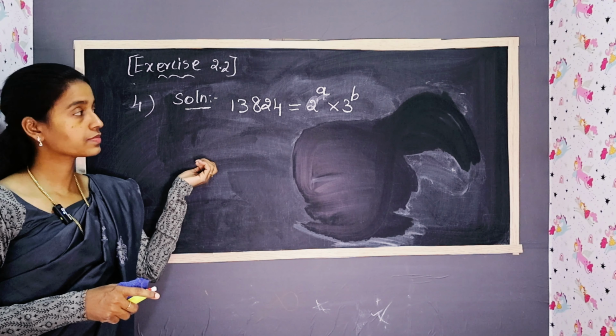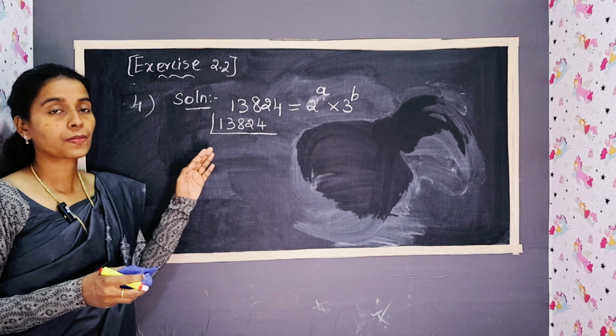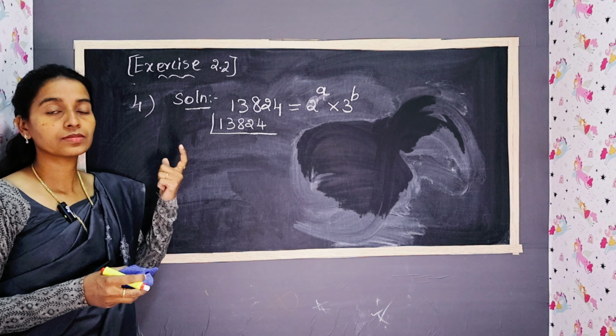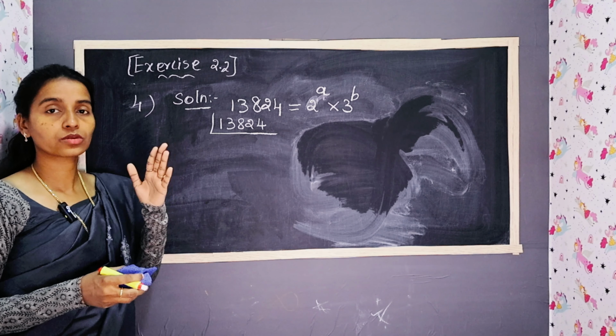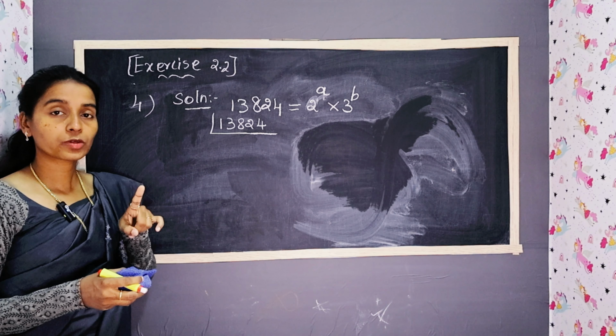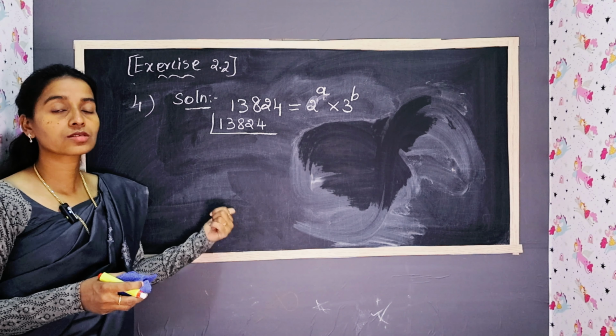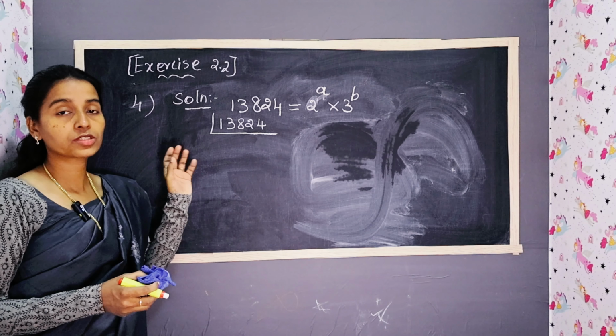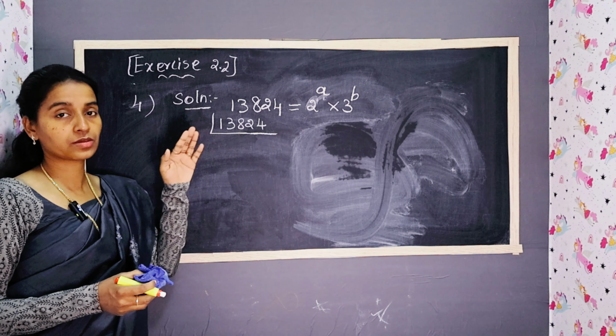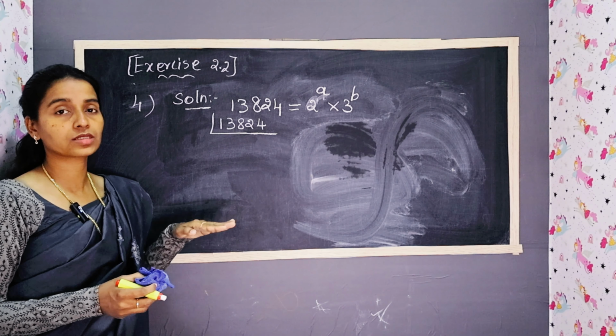Now we should not take 1 first. I'm taking from 2, 3 and goes on, but you should stop the process when you reach the number 1. So I'm taking 2 first. Why? Because the last digit is 4, so I can divide this number by 2 easily without leaving a remainder. The concept is whatever number we are taking for the division, that should completely divide this number without leaving the remainder. So I'm taking 2 here.